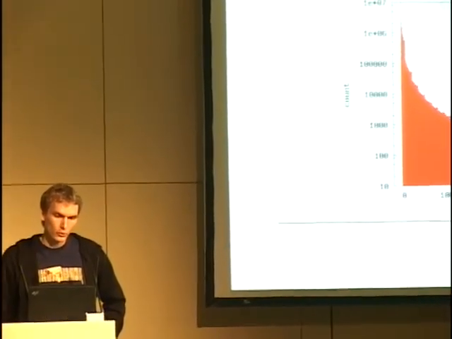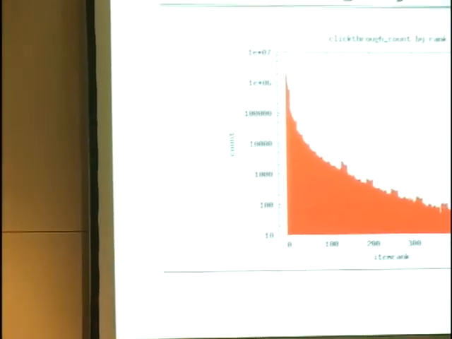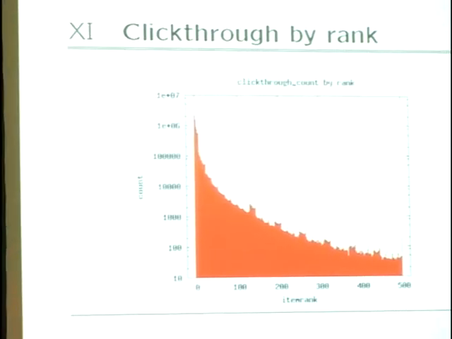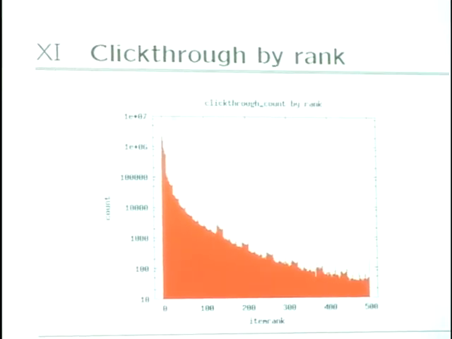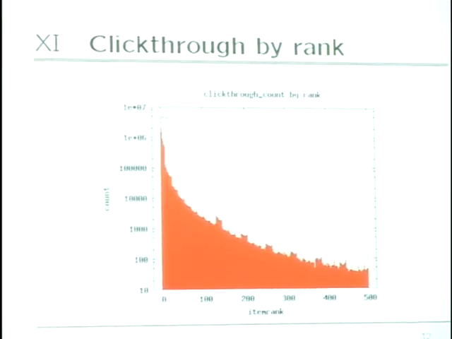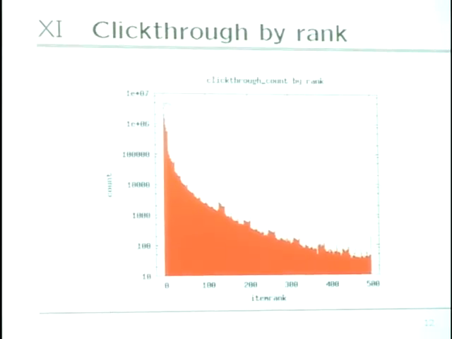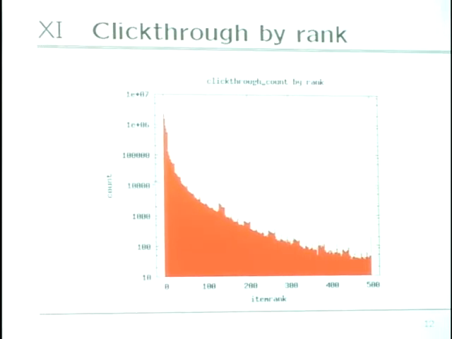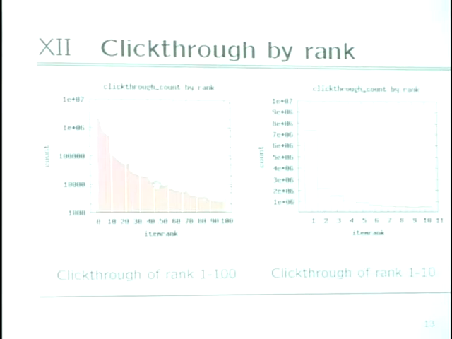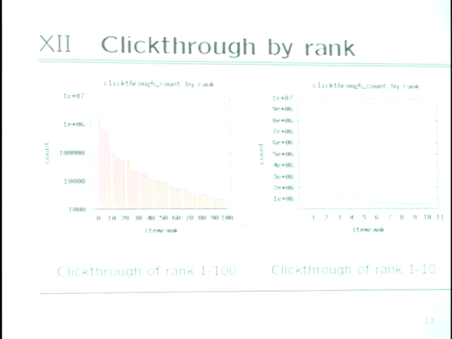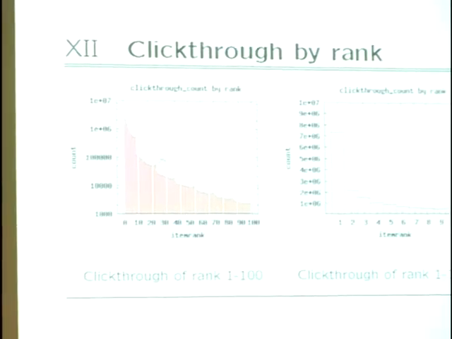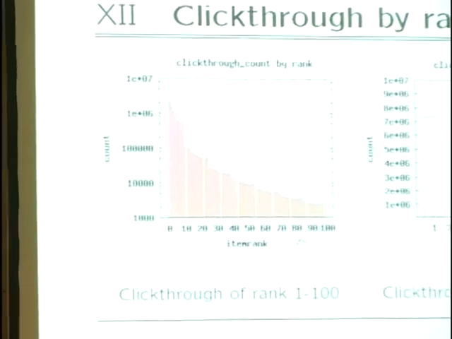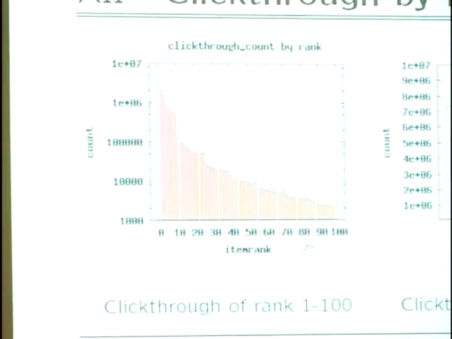Here I plotted the click-through by the item rank. Obviously, it's clear that if you have a higher rank on the result page, you receive more hits. Again, this is log-scaled. And we can go into detail because this might be interesting. You can even see, if you plot only the first 100 items, that there is a small peak at the end of the result page.